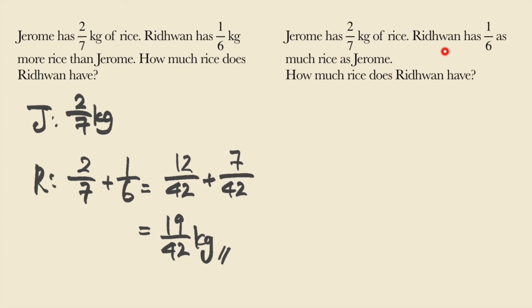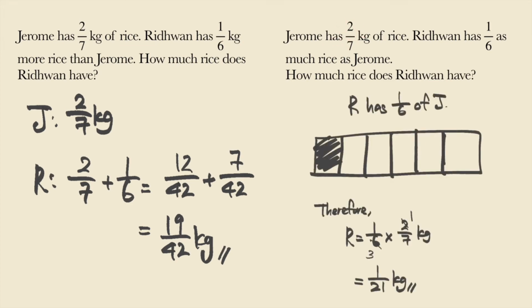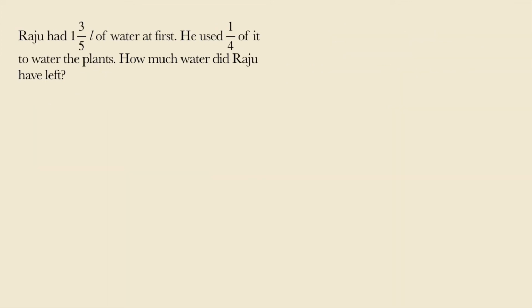So 2/7, Ridwan has 1/6 as much as Jerome. Now, Ridwan has 1/6 of Jerome. Now we're dealing with units. It's no longer kilograms. So basically whatever Jerome has, Ridwan only had 1/6 of it. And this is 1/6 of, as in multiply, 2/7 kilograms. It's 1/21 kilograms.